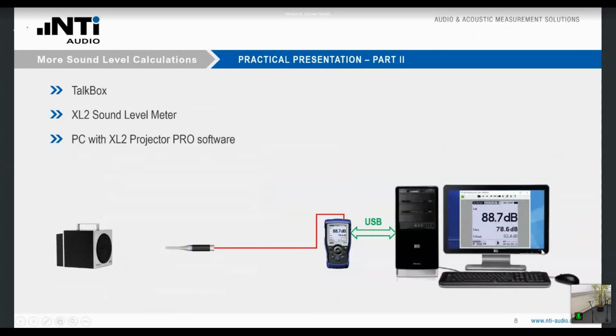And this is also something I want to show you in a practical example. For that purpose, I have just one talk box. I'm using one talk box with the XL2 sound level meter and the microphone, and I've connected that again to my PC to show the content. And I'm measuring first with the microphone here in that distance to the talk box, and then I will increase the distance by connecting actually a second microphone to my XL2.